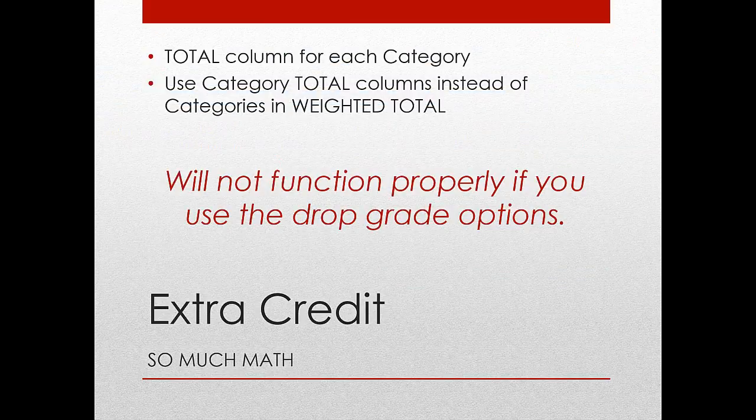If we're using a separate extra credit column, we'll first start by creating total columns, standard total columns for each category. We'll look at this in just a minute. Then we'll use a total column again and use the calculations instead of the all columns. We'll use the subtotal columns for each category. This function will not work properly if you use the drop lowest grade, because the extra credit will always be seen as the lowest grade. It's also important to remember that you have to add that extra credit column to a category. So you have to assign it to one of your categories.